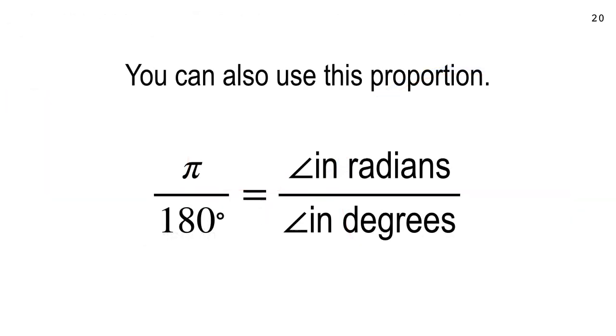And you can always use this proportion. Pi over 180 is equal to the angle in radians divided by the angle in degrees. So you can go from degrees to radians if you want, using this proportion. Make sure you jot this down. This is basically it.